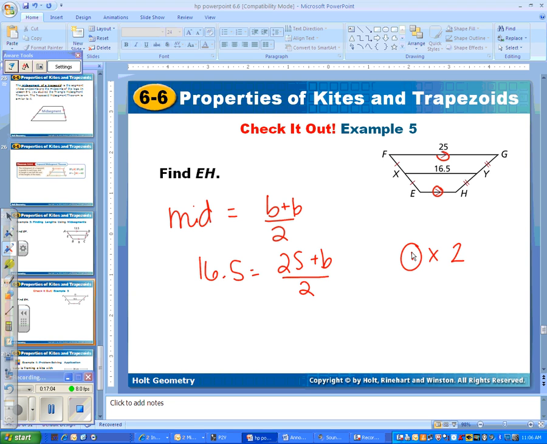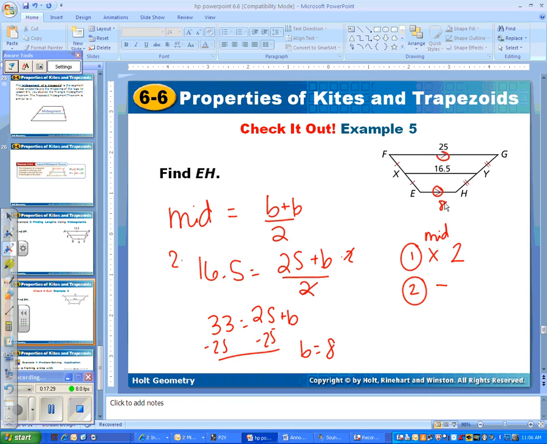Multiplying by 2. So you're going to multiply the mid-segment by 2. 16.5 times 2 is 33. That gets rid of this fraction, and now we are just left with the numerator, 25 plus b, excuse me. And then to get the base by itself, you subtract 25 on both sides. So the second thing is you subtract, and that gets you that the base is 8.